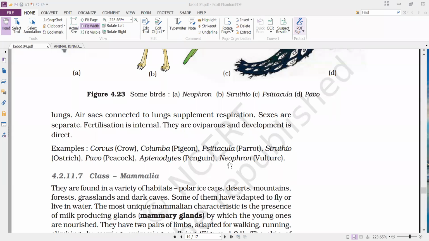Coming to the examples. Corvus, commonly called crow. Next, Columba, commonly called pigeon. Next, Psittacula, commonly called parrot. Struthio, commonly called ostrich. Pavo cristatus, commonly called peacock.